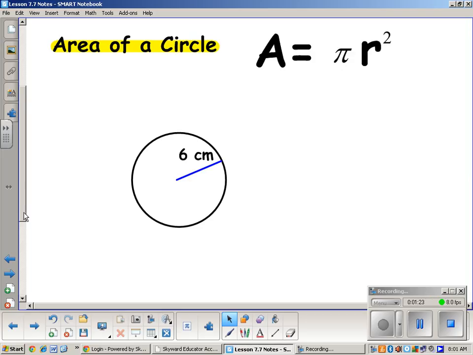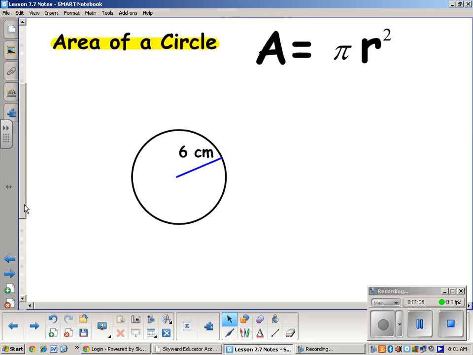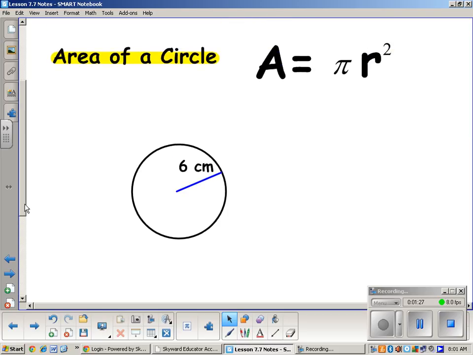All right. So in this circle here, what's the radius? 6. The radius is 6, right? The diameter is 12. Okay, and the radius is the distance from the center to some point on the circle. And so the radius here is 6. And so the area of this circle is pi times 6 squared.